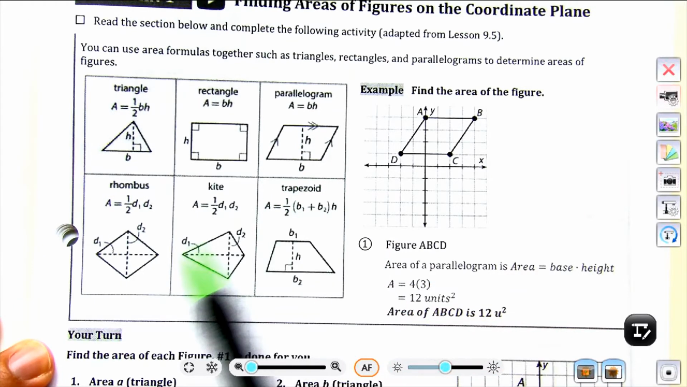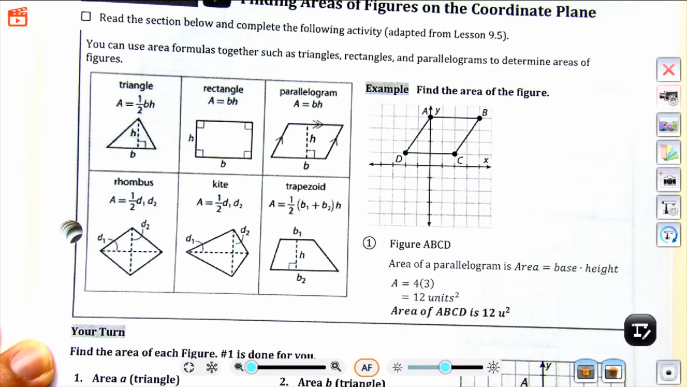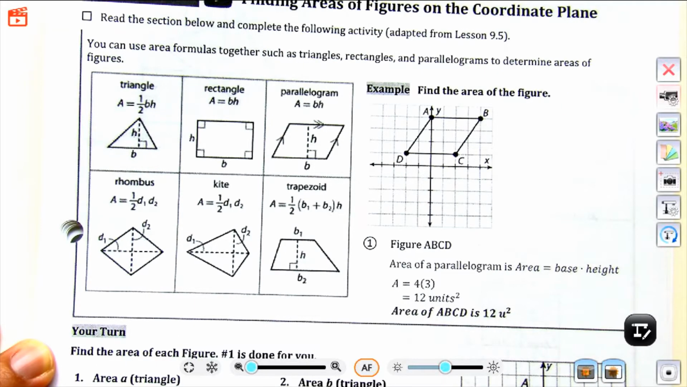Now, to find the area of a rhombus, we find half of one diagonal times the other diagonal. So you're multiplying the two diagonals and then taking half. Same thing for a kite. Multiply the two diagonals and then take a half. And then for a trapezoid, you take the sum of the two bases, times the height, and then take half.